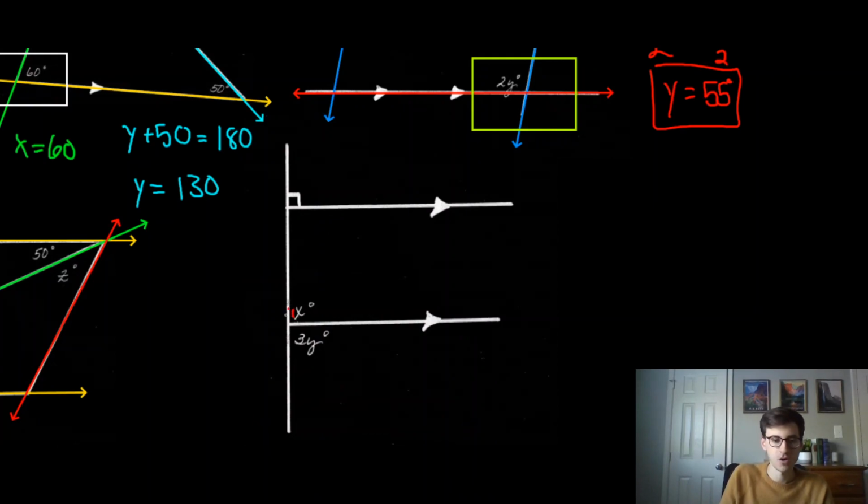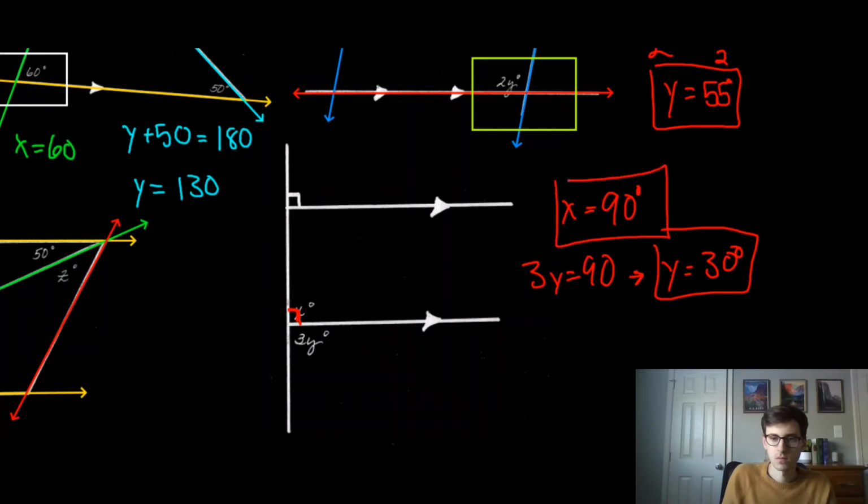So right off the bat, I already know that this right here, that's perpendicular. So x is 90 degrees. And then these two are supplementary. So again, 3y is also 90, or y is 30 degrees. Just like that. So hopefully that's a little preview of what it looks like to use all these different properties of parallel lines to actually solve some questions with them.